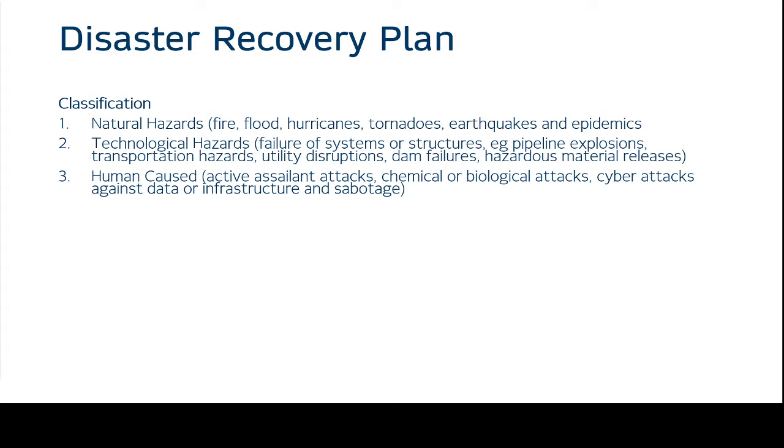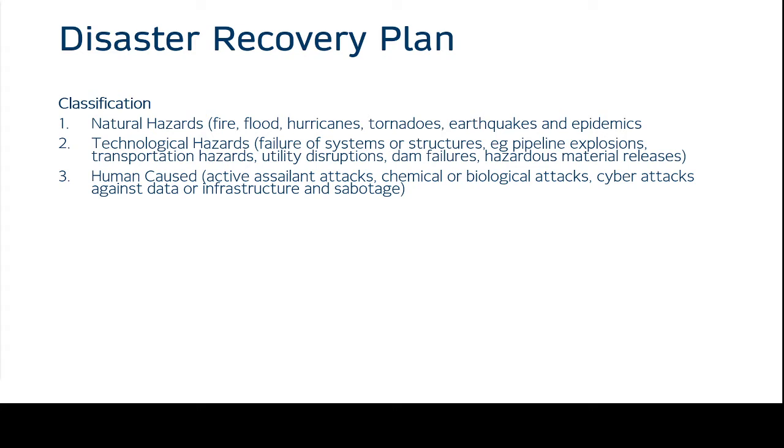The second main type of disaster that can happen is a technological disaster. So this is where there's been a failure of systems or structures. So it could be a pipeline explosion, transportation hazards, utility disruptions, dam failures, hazardous material releases, something technology wise. It could actually be about IT equipment itself being damaged, the cables just wearing down, the equipment being old and needing to be replaced and it hasn't been replaced, so there's a bit of neglect.